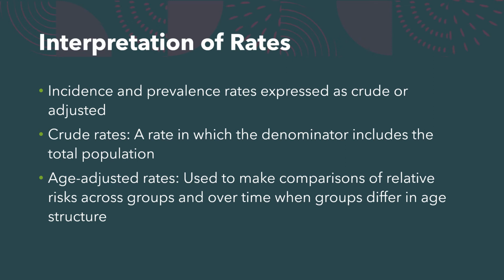So a crude rate would be, for example, the number of unintentional injuries, or in this case, let's say motor vehicle accidents. We could look at the total population of a state or province or country or region and count how many people got into a car accident and then divide that by the entire population. That would be the crude rate.